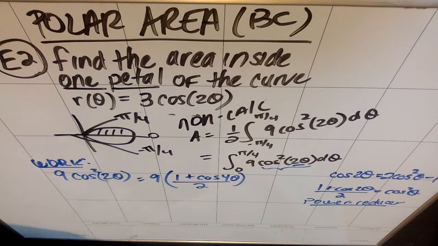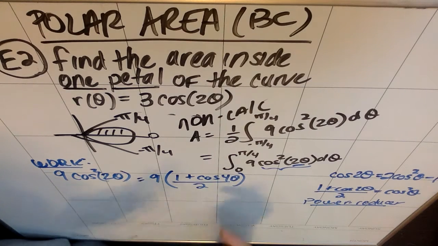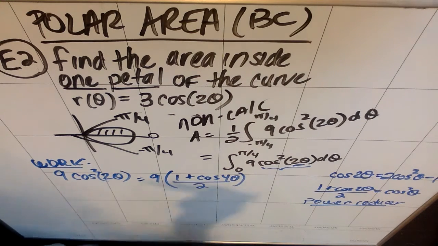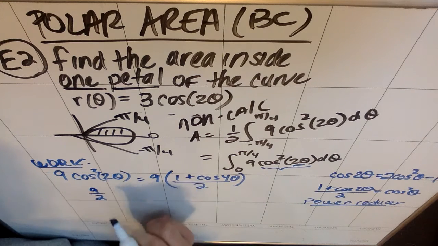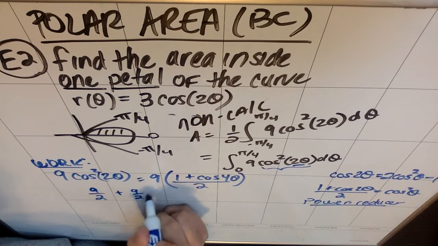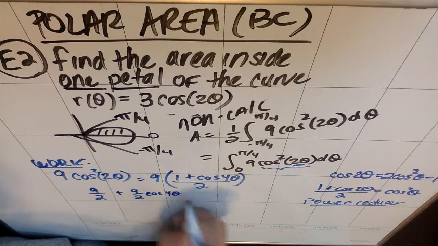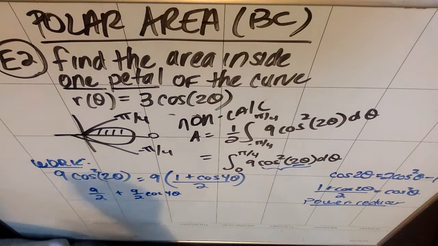So, if I clean this up a little, I now suddenly have a thing that I'll be able to integrate. I have a 9 halves, which is easy, it's just a 9 halves, plus a 9 halves cosine of 4 theta, which is simple u sub. So this is what's now going to go inside my integrand.